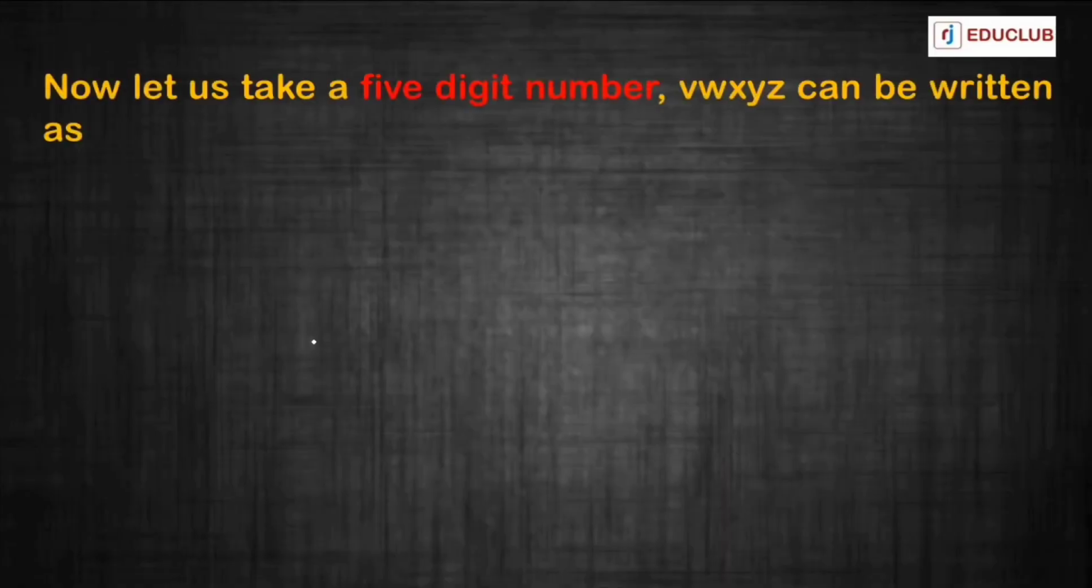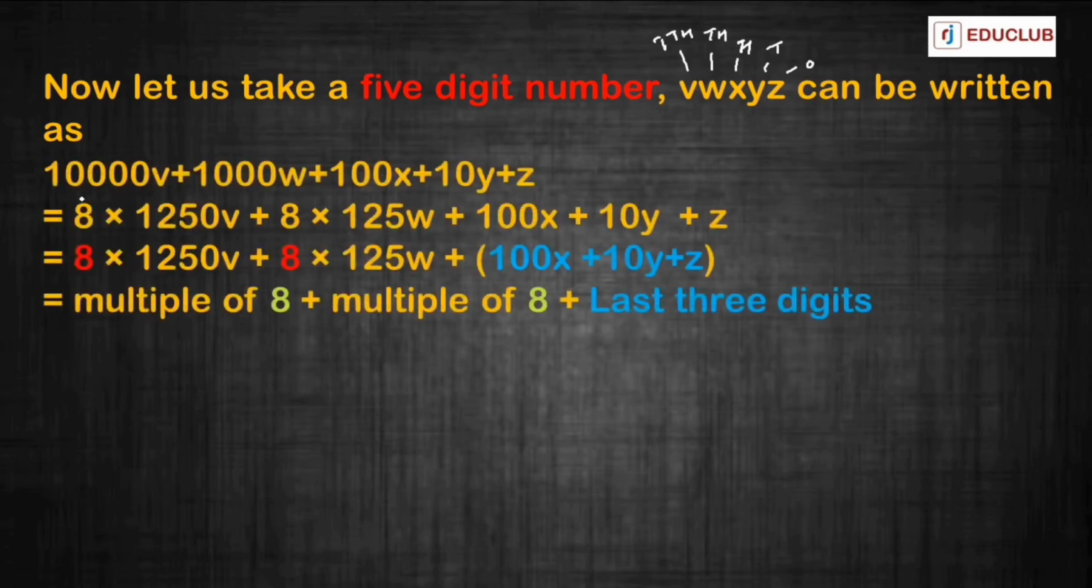Now let us take a 5-digit number, V W X Y Z. This is the ones place, this is the tens place, this is the 100 place, this is the 1000 place, and this is the 10,000 place. We have seen a 4-digit number last time. This 5-digit number can be written as 10,000 into V because it is at the 10,000 place. Then this is at the 1,000 place, and this is at the 100 place, so 100 into X, and this is 10Y and Z. Now I can write 10,000 as 8 into 1250, and similarly 1000 as 8 into 125, and this is not a multiple of 8, so it is as it is.